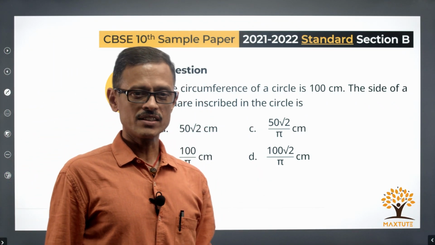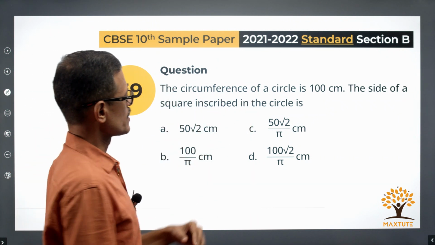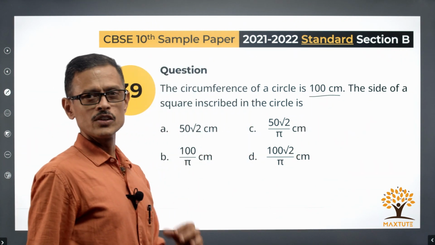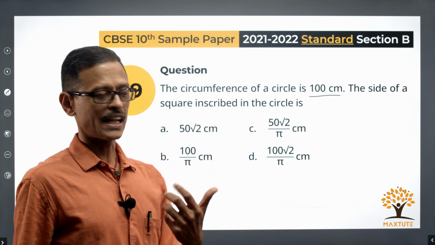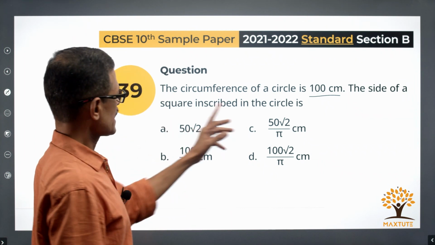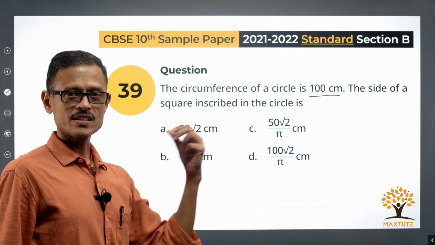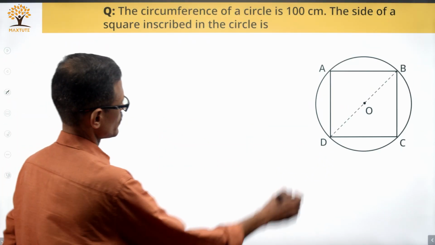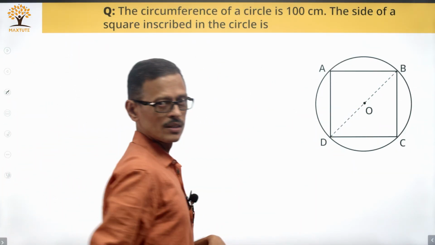Again, it's a very easy question. The circumference of a circle is 100 centimeters. So 2 pi r or pi d, d being the diameter, is equal to 100 centimeters. What is the side of a square inscribed in the circle? This is how the diagram looks. This is the circle we are talking about.